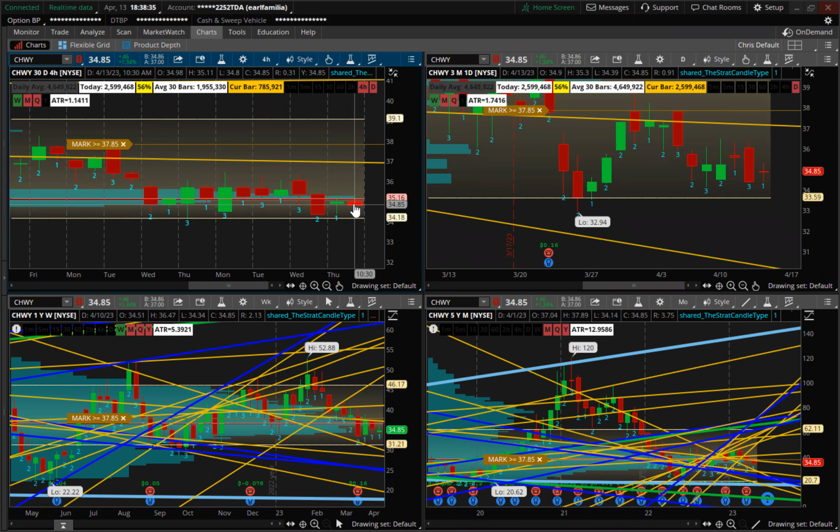I guess this is the point of control on the hour, 35.16. It's just been orbiting, hanging out around that level. It's hard for me to give it a real good assessment. There you go, made its way back to the other side of the range, around 36. So that's what I got on Chewy.